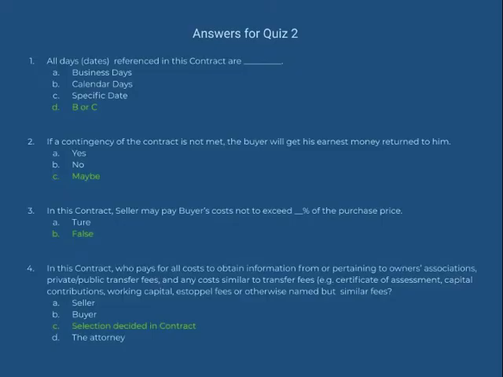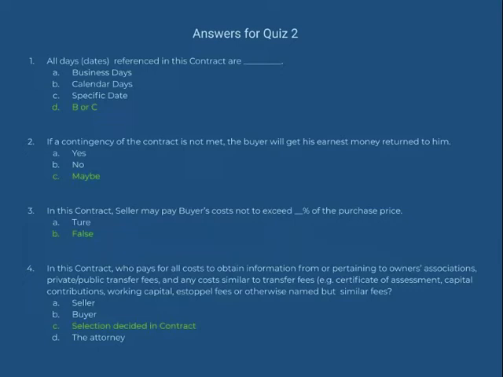Now, let's look at the answers for quiz two. Number one, all days or dates referenced in this contract are blank. The answer is D, B or C. They're either calendar days or a specific date. Number two, if a contingency of the contract is not met, the buyer will get his earnest money returned to him. Answer is maybe. How do we get earnest money returned? Either an agreement by both parties who gets the money or a judge says so.